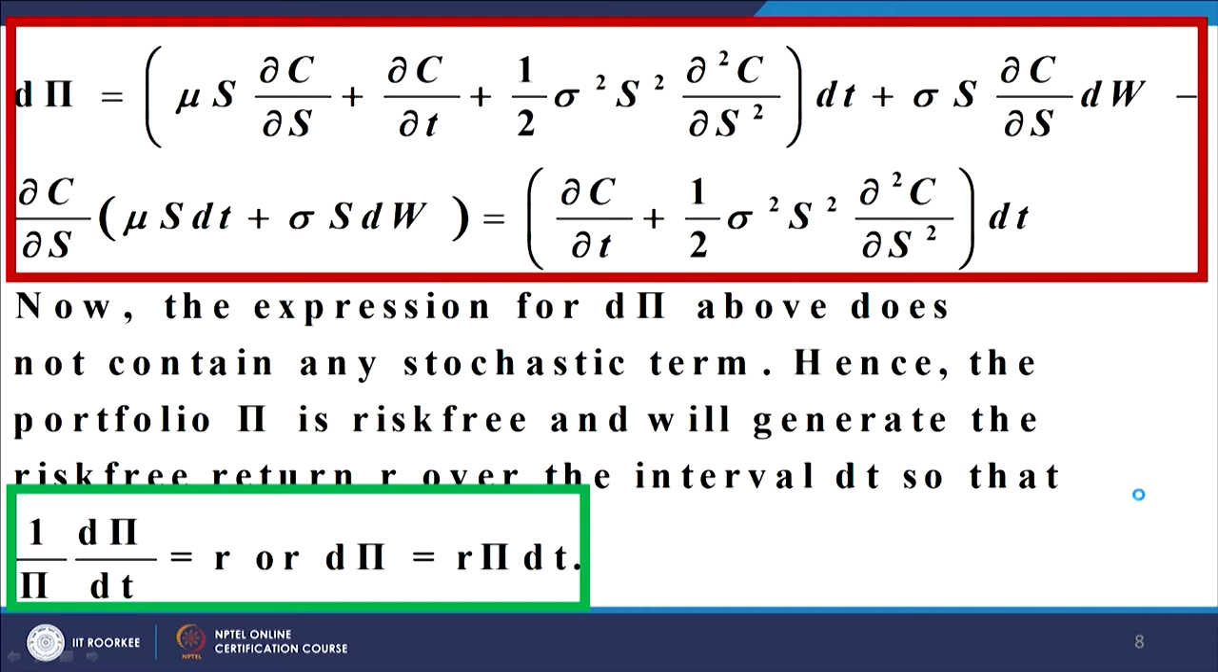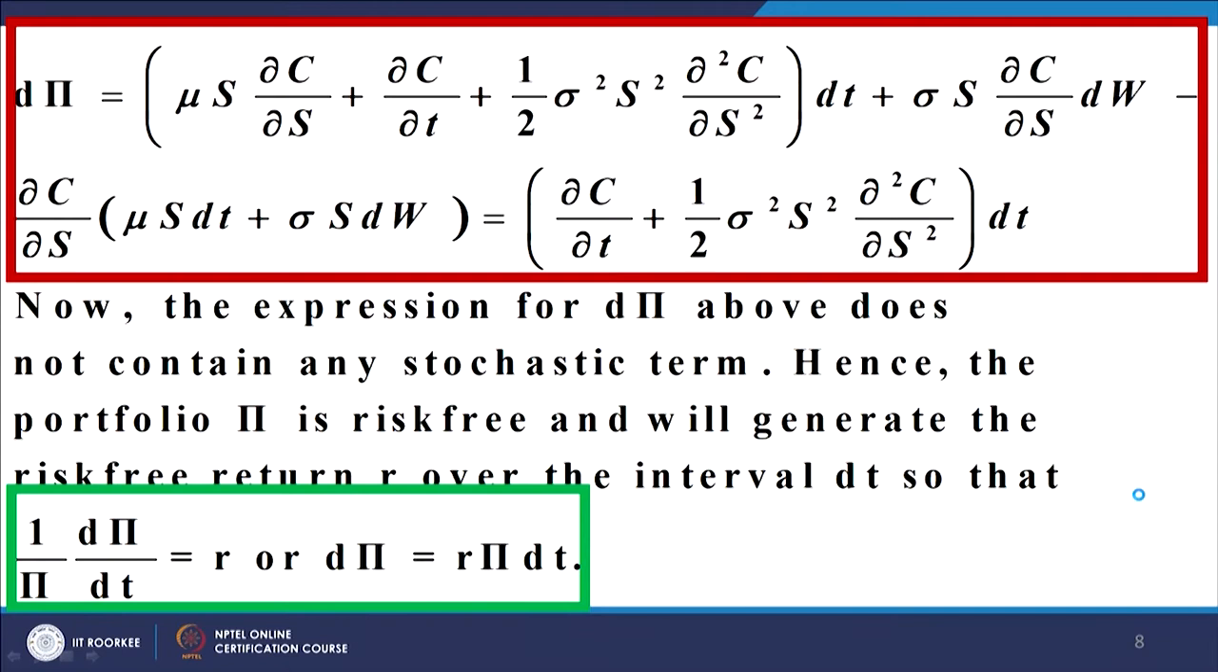So, because that Brownian motion term is missing here in dπ, it means what? It means that this portfolio is not a risky portfolio, because it has no randomness. The randomness that was initially there has been removed by adjustment through the portfolio, and therefore, now we have a portfolio which has no randomness, in other words, which is risk free. No randomness means no risk, no risk means risk free, and therefore, my portfolio π is risk free, and because my portfolio π is risk free, it will generate the risk free rate of return, and that is precisely what we have done here in the green box.